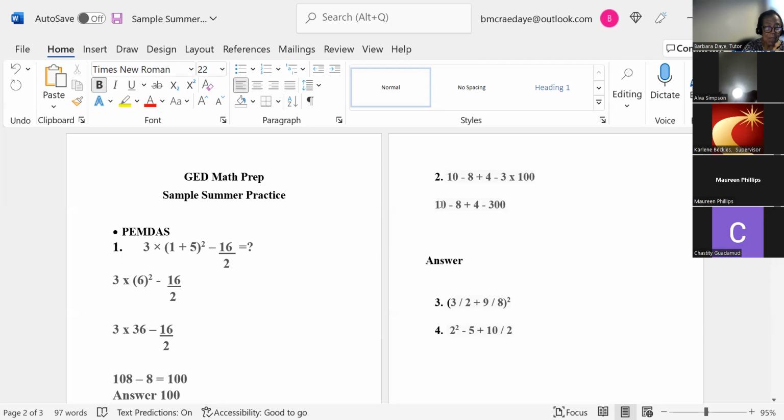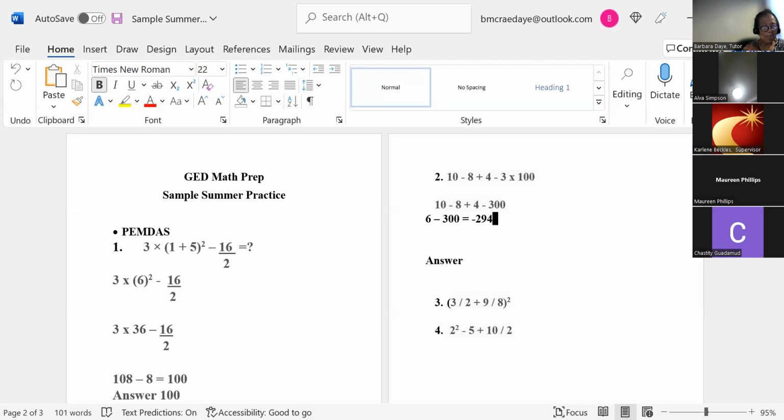Then you do your what? Subtraction and addition. 10 minus 8, 2 plus 4. That gives you 6. And 6 minus 300. What is that equal to, Alba? 294. Yes. So what's the answer? Minus 294. Thank you, Maureen.